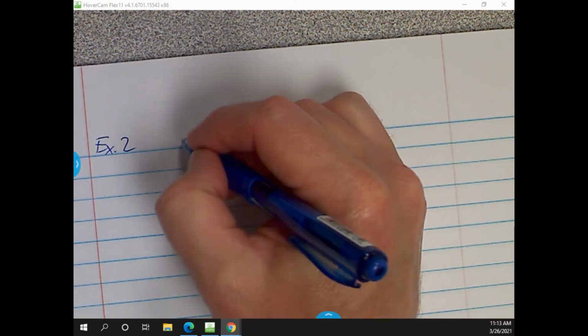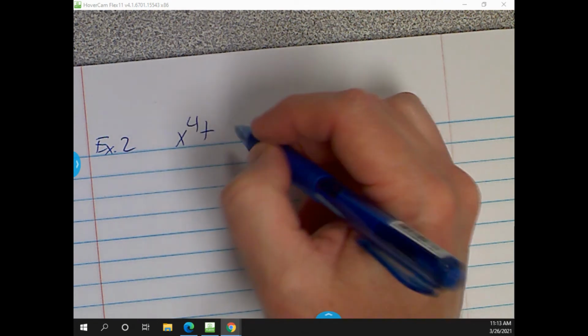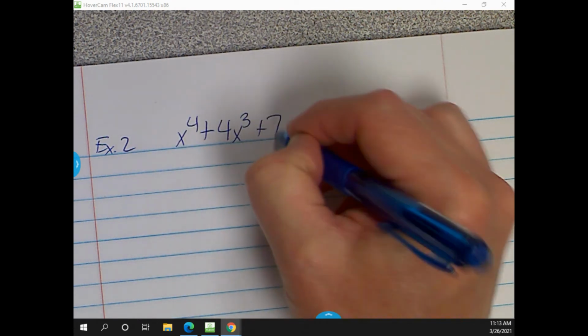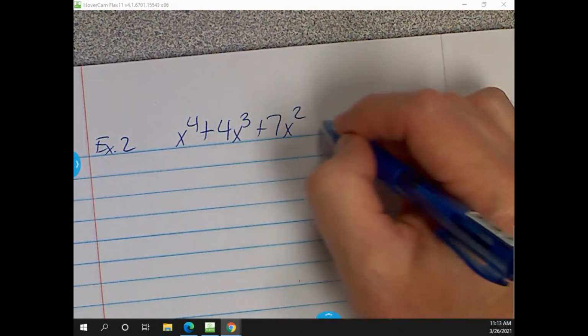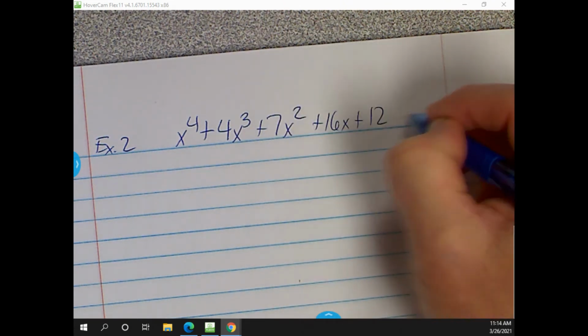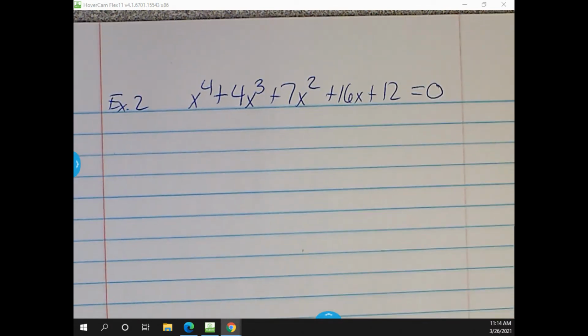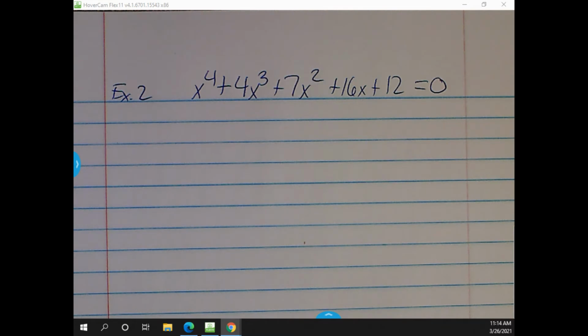So let's go with x to the 4th plus 4x to the 3rd plus 7x squared plus 16x plus 12 equals 0. All right, big difference on this one is it's got 5 terms. We don't have any factoring rules that you can do for 5 terms. Once we get to 4 terms, we're out. So we don't have anything on this one.